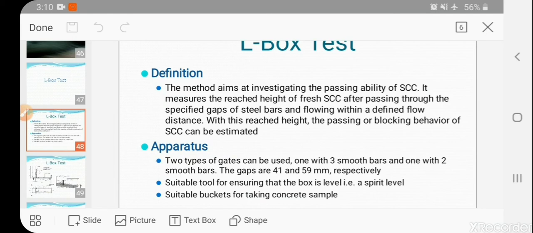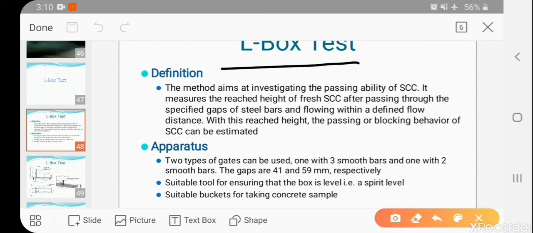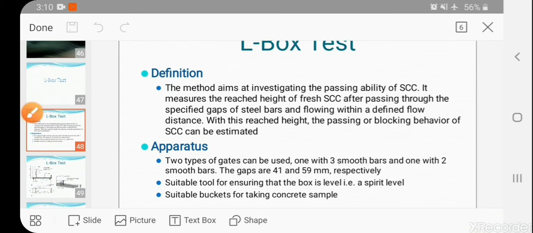Actually, this is mainly used in the case of reinforcing meshes or reinforcing bars in slabs, columns, and beams. Whenever there is a smaller gap where we cannot apply any external vibrators, in such cases this type of SCC should be used. That's why we are conducting an L box test. Apparatus: two types of gates can be used, one with 3 smooth bars and one with 2 smooth bars. The gaps between the bars should be 41 to 59 mm respectively. Suitable tools and suitable buckets.